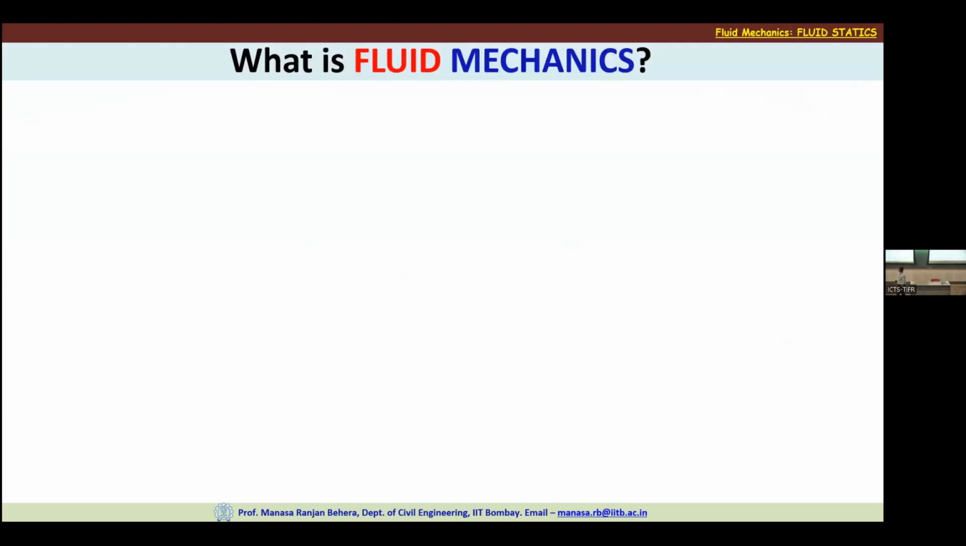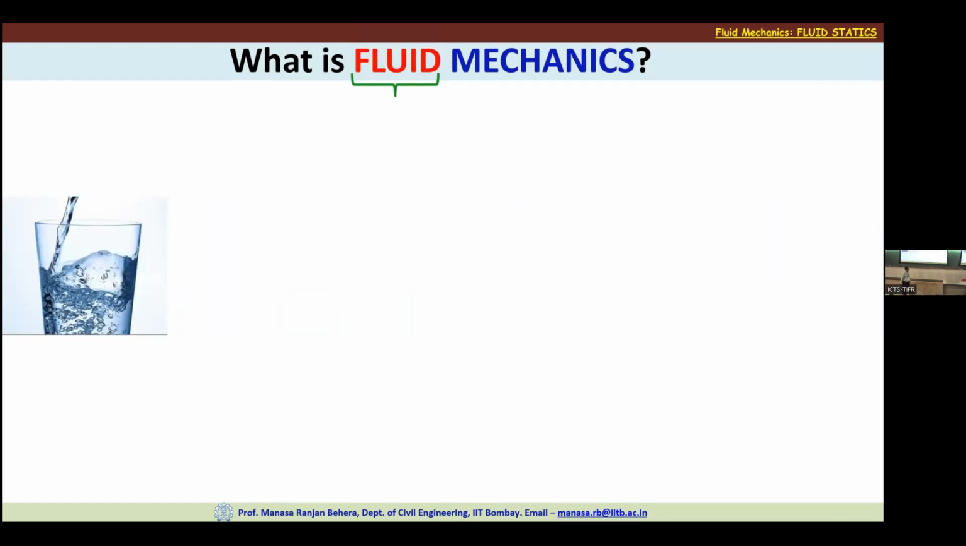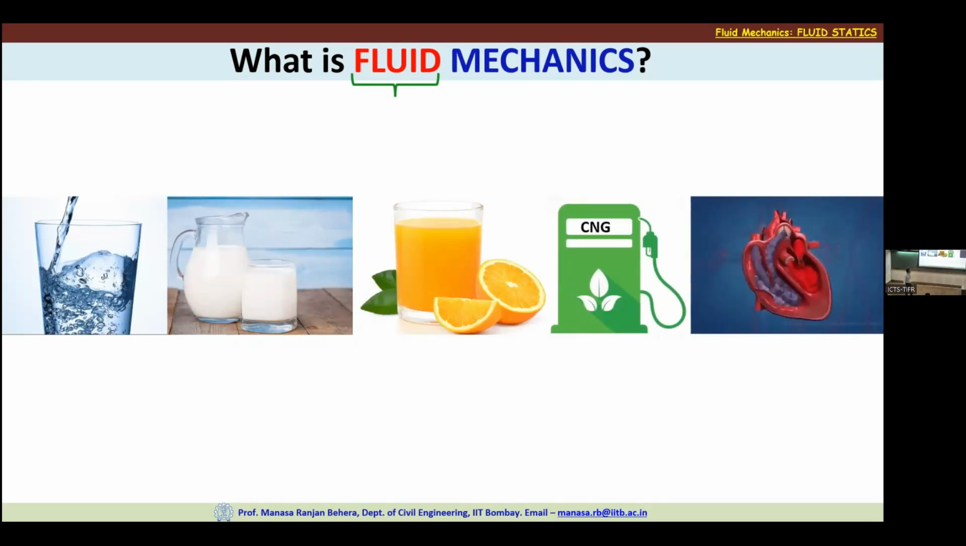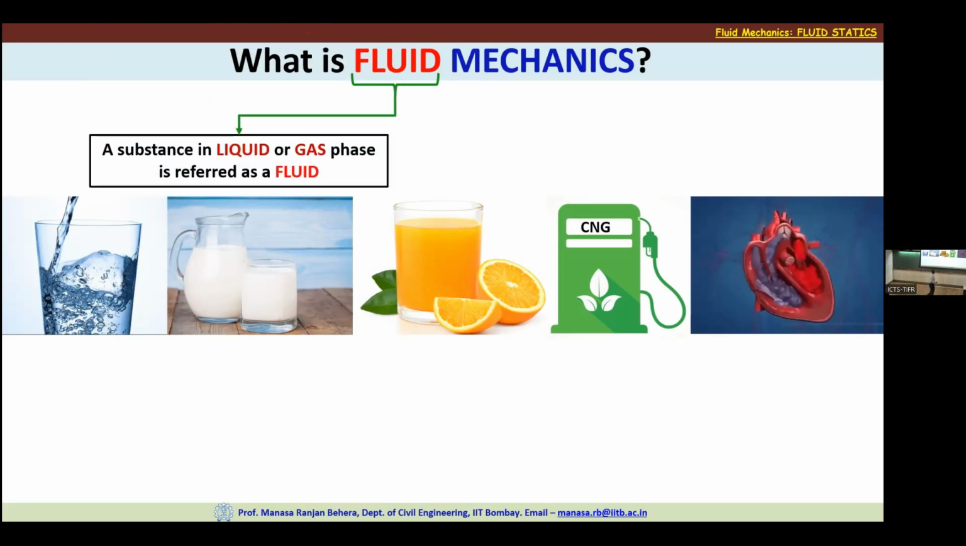Now going to fluid mechanics, I'll rush through the first couple of slides because we already know what fluid mechanics is. Basically, first of all, what is a fluid? This explains what is a fluid. All your substances, you can differentiate between solid, gas, and fluid, right? So the state of the material you can define. I will not get into that. A substance in liquid or gas phase is referred to as a fluid.